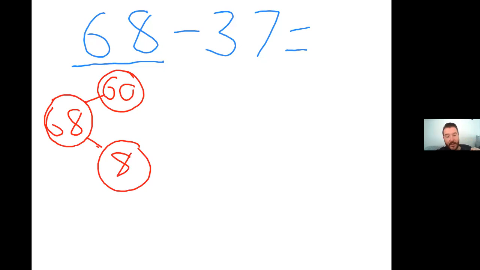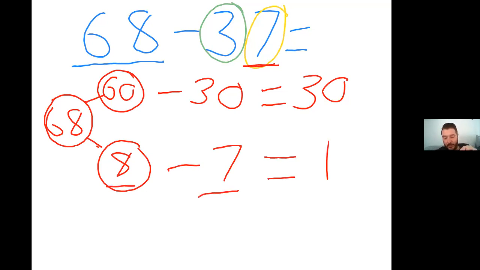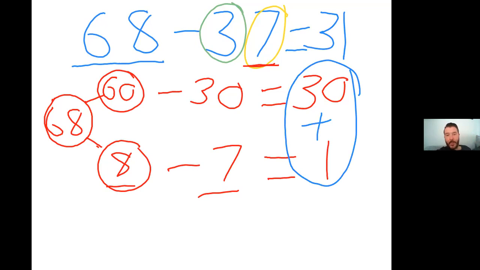Then I need to take away the 10s of this number and the 1s of this number, so 37. So I'm going to be taking away 30, which equals 30, because 60 take away 30 is 30. Then I'm going to be taking away the 7 ones from 8. 8 take away 7 gives me 1. Then, like I said last time, put them back together. If you've got 30 and 1, you've got 31. Okay, so they're the easy ones.